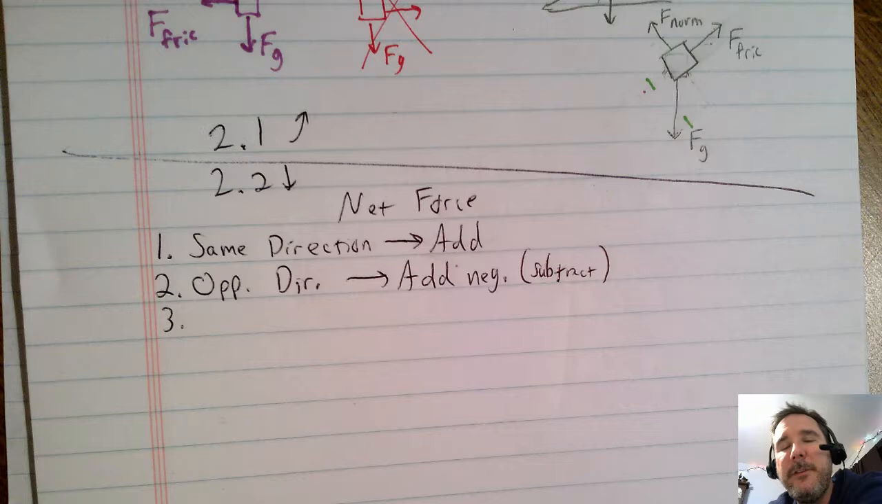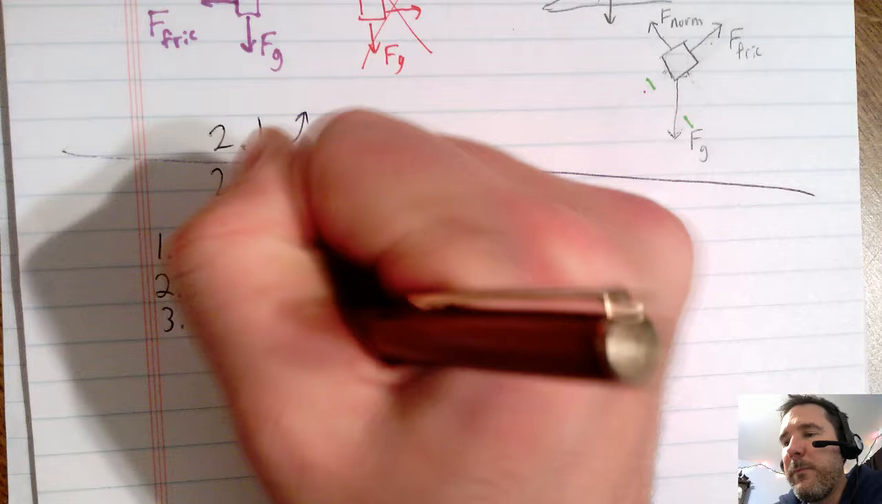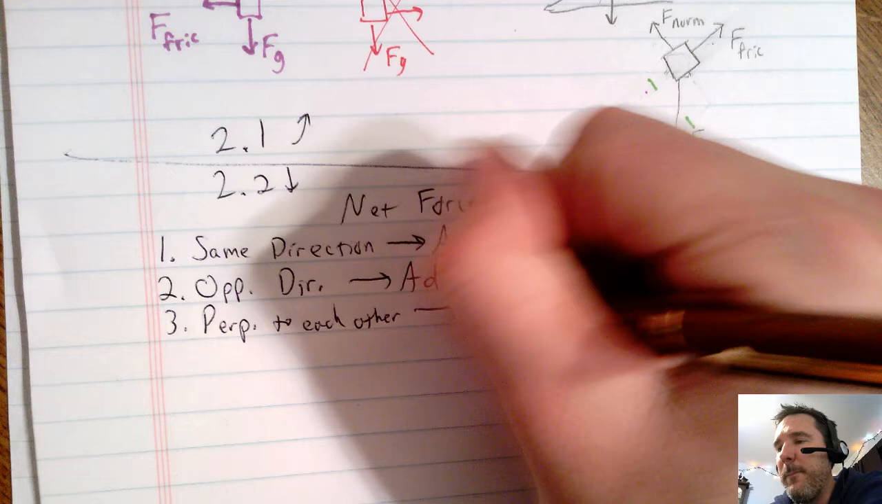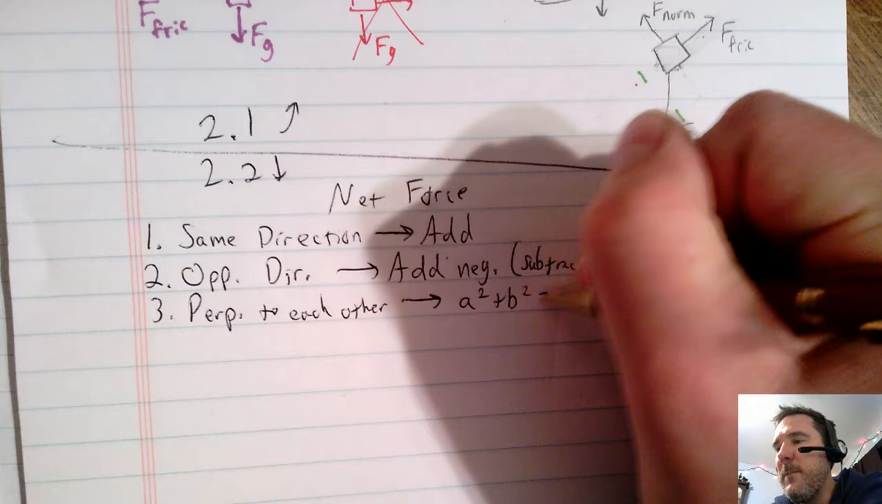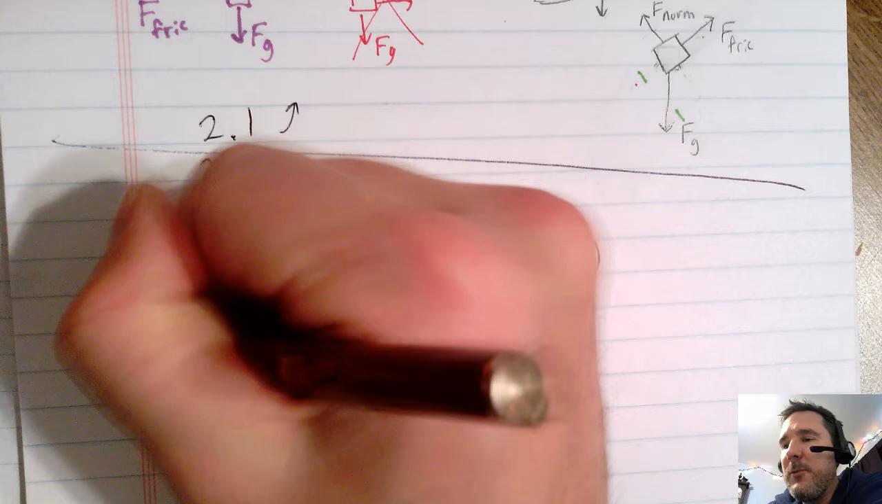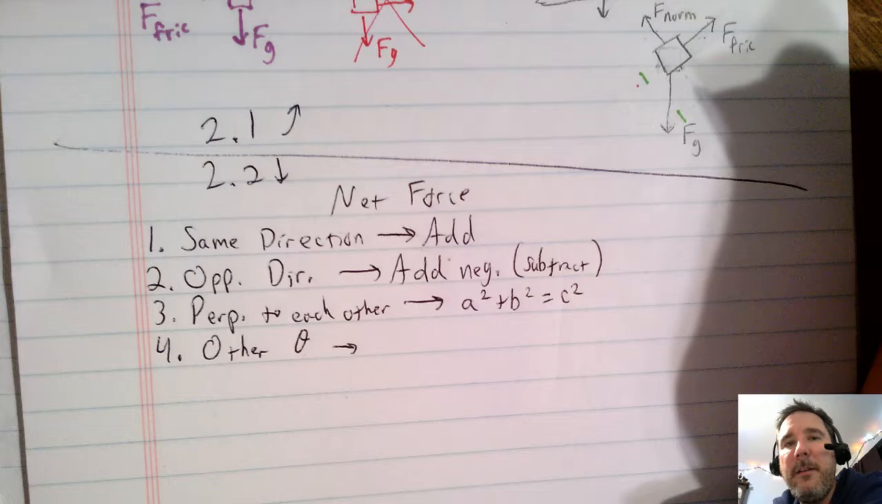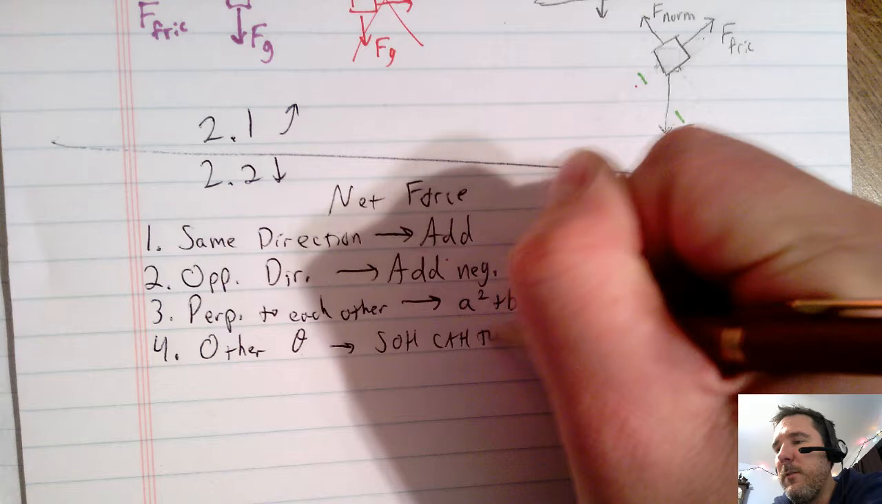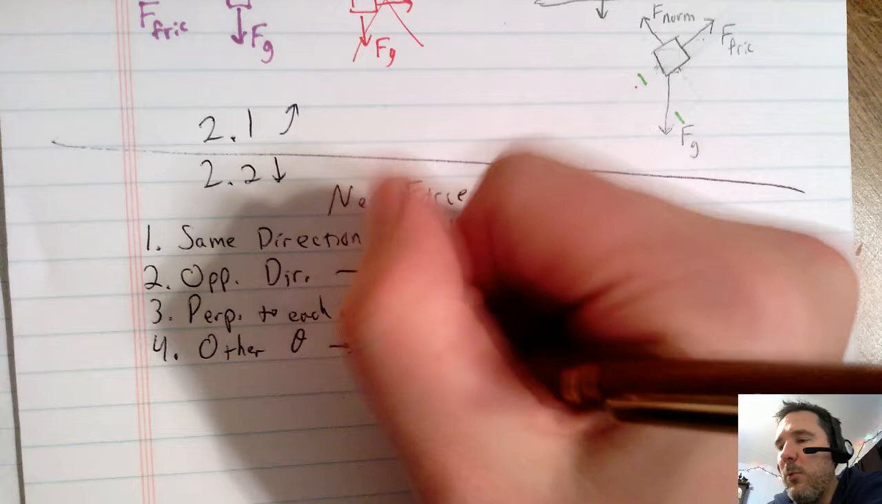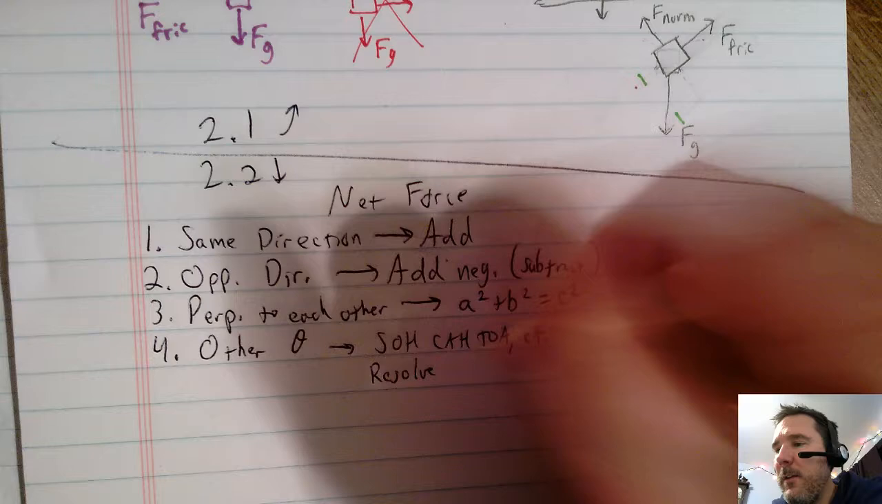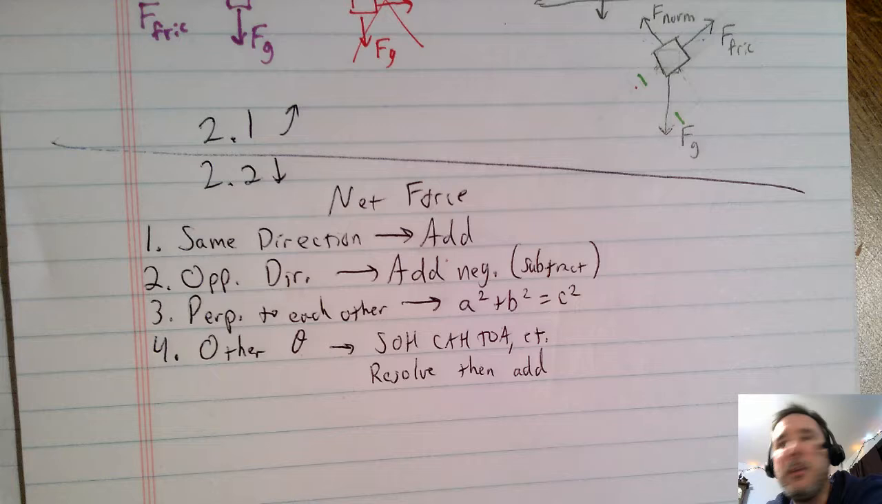So you're just adding. If they are perpendicular to each other, in other words, 90 degrees to each other, in that case you have to do the Pythagorean theorem, a squared plus b squared equals c squared. I'll get to an example of that in a minute. And your fourth option is if they are at some other angle, theta. Then you have to do SOHCAHTOA and all the rest. You have to basically resolve the vectors into their x and y components, and then you add or subtract them. So that's the pattern we're going to see.